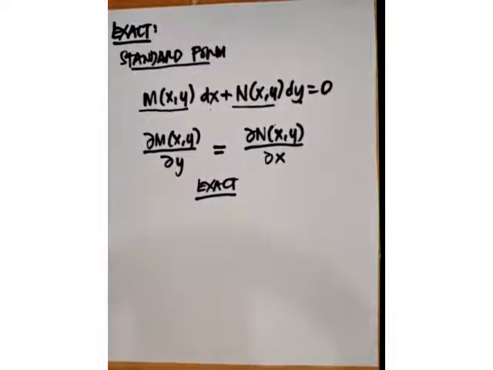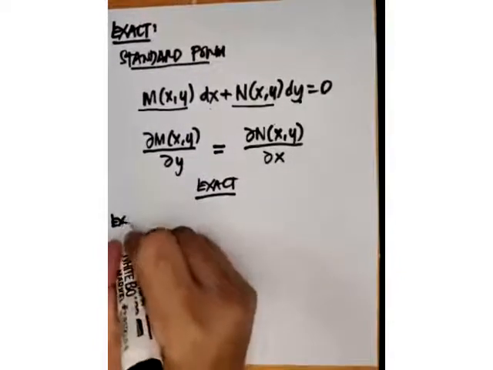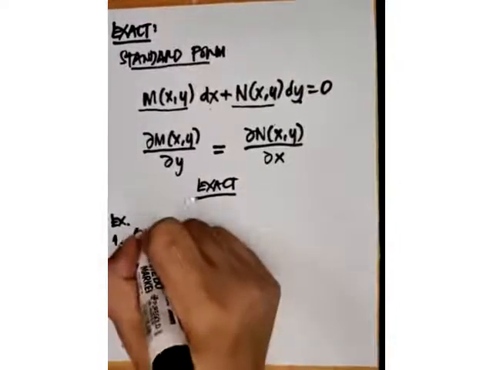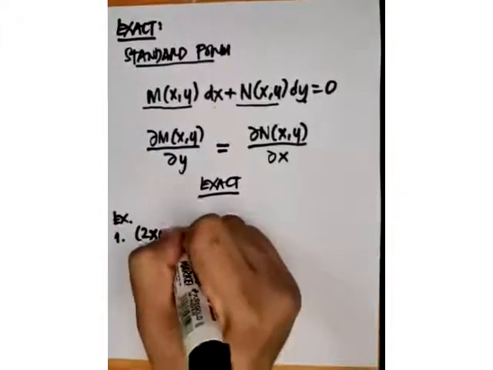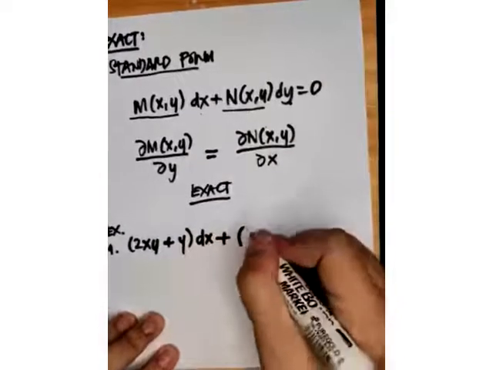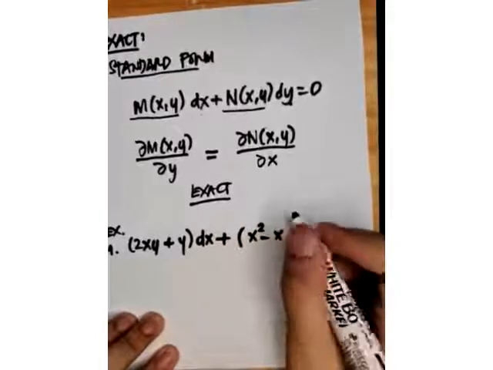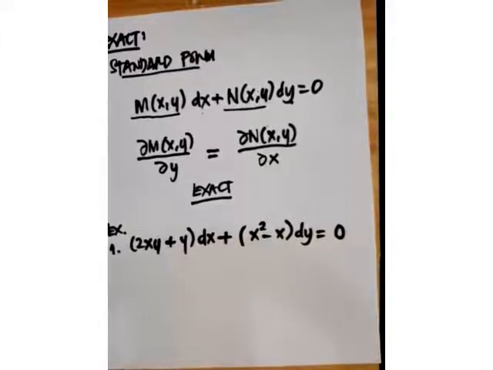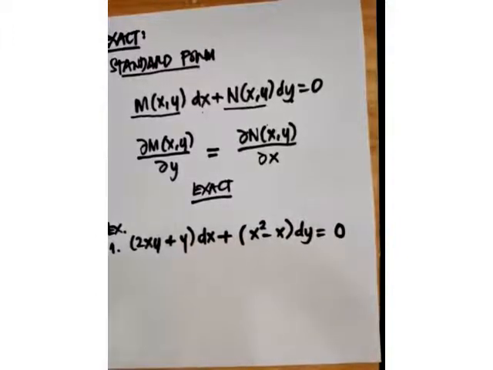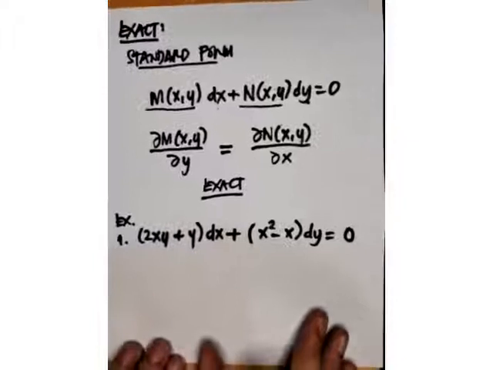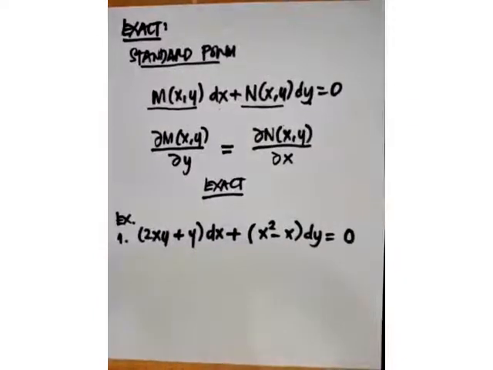Okay? So let's have an example. Example number 1. (2xy + y) dx + (x² - x) dy = 0. Okay, class, I will remove our presentation so that you can focus on the board. Okay. So this is the example.